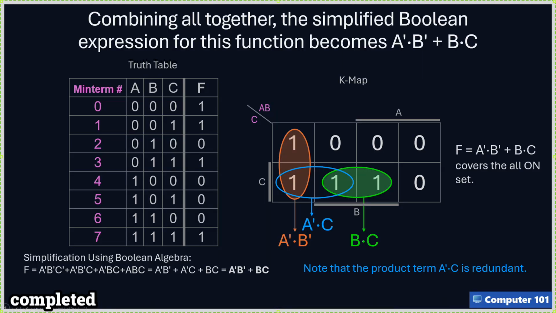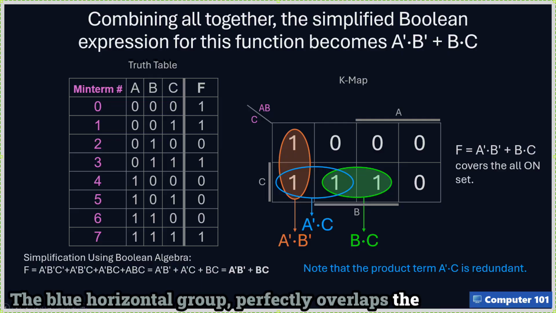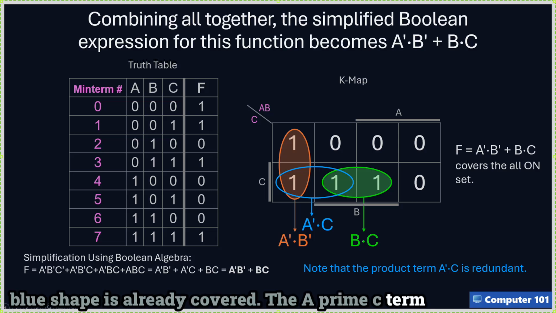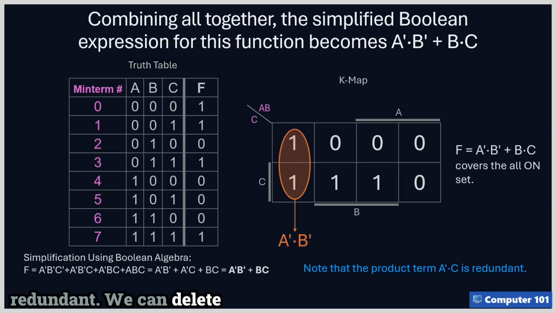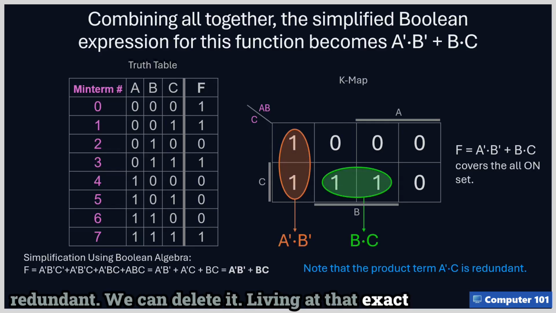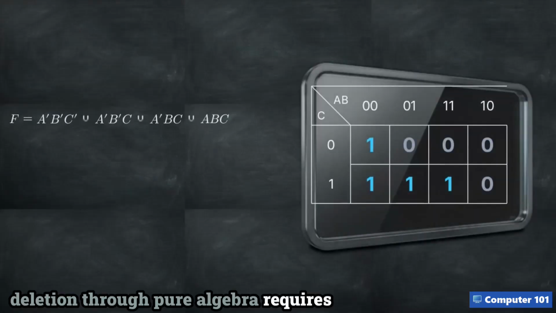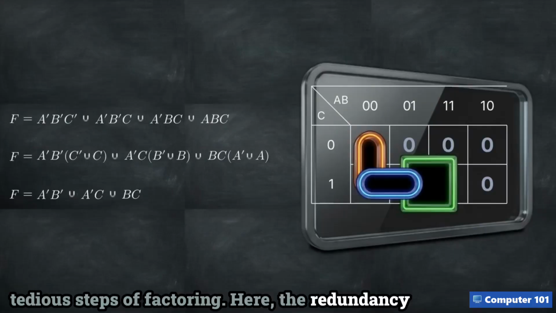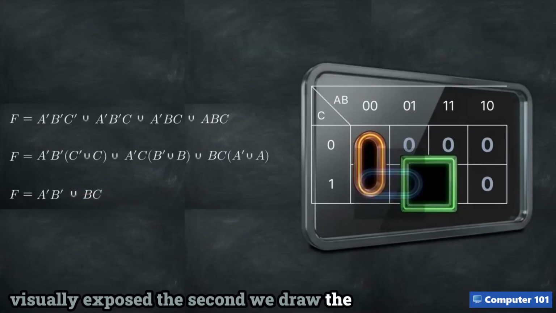Look closely at the completed board. One of our shapes is unnecessary. The blue horizontal group perfectly overlaps the orange and green ones. Because every one inside that blue shape is already covered, the a prime c term is redundant. We can delete it. Arriving at that exact deletion through pure algebra requires multiple tedious steps of factoring. Here, the redundancy is visually exposed the second we draw the loops.